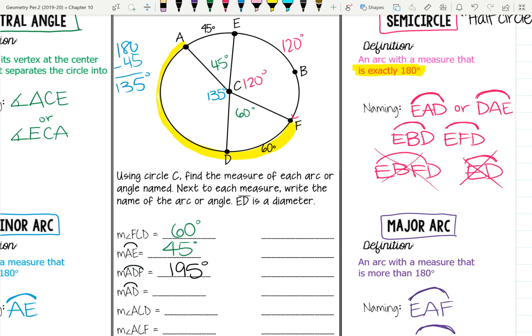Let's keep going. What is the measure of arc AD? We calculated that. Arc AD is 135 degrees. Now, angle ACD. Remember, since the arc is 135 degrees, its central angle is the same, so that's also 135 degrees. Angles and their corresponding arcs are the same.